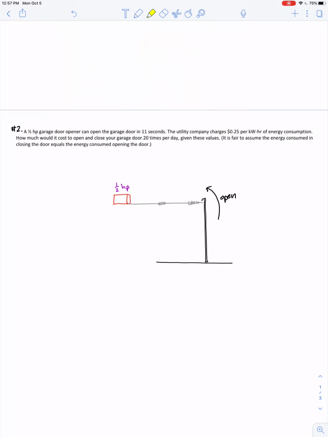Okay, the second problem has to do with average power. So here we're told that there's a 1/2 horsepower garage door opener, and it takes 11 seconds for the garage door to open up. We're also told that it costs 25 cents for 1 kilowatt hour of energy. Now let's write that out. 1 kilowatt hour is 25 cents.